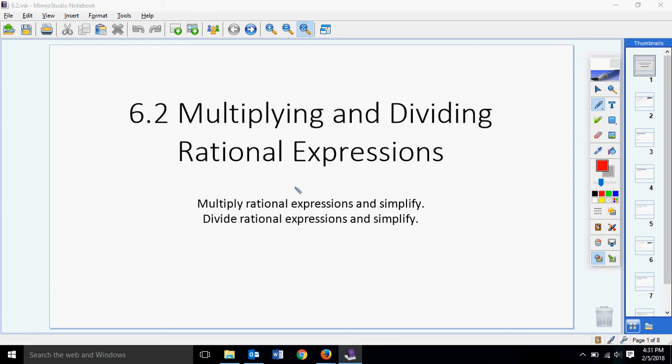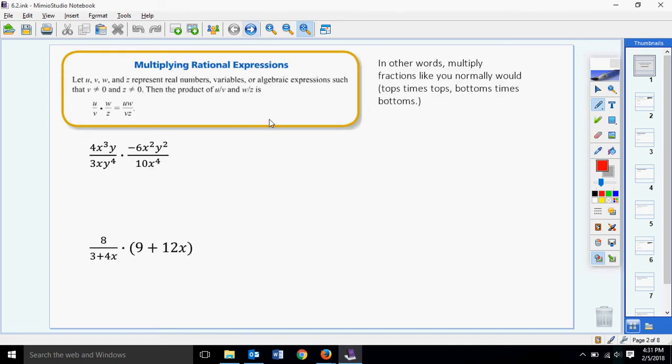Welcome to 6.2, multiplying and dividing rational expressions. We're going to be multiplying rational expressions and simplifying them. We're also going to be dividing rational expressions and simplifying them. So it's important to know how to factor to move on to this section.